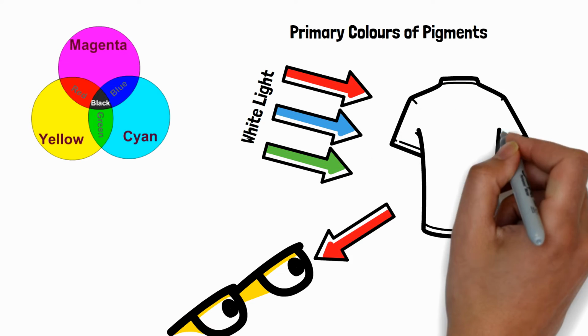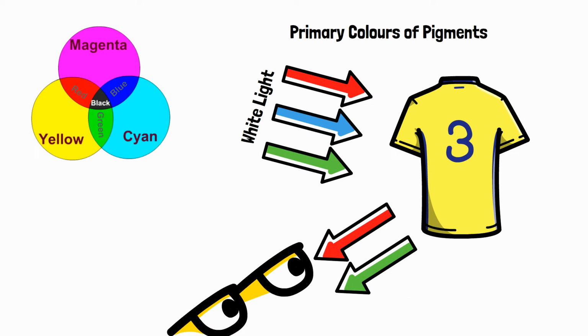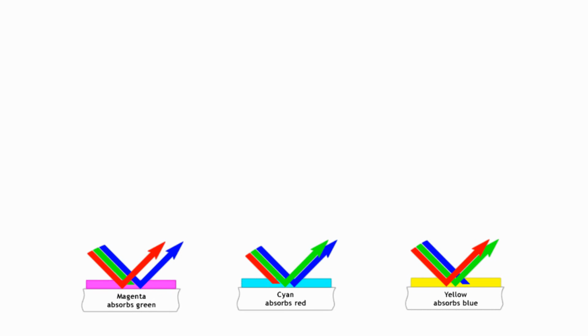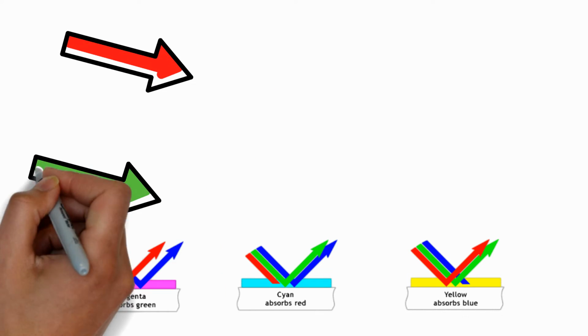How about a yellow shirt? A yellow shirt will only absorb the color blue, reflecting red and green light, which add to give yellow. Since yellow only absorbs one primary color of light, you can't make yellow by mixing other pigments together. This makes yellow a primary color for pigments. The other primary colors are magenta and cyan.